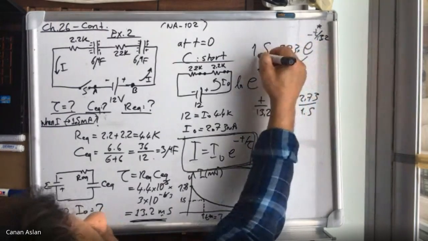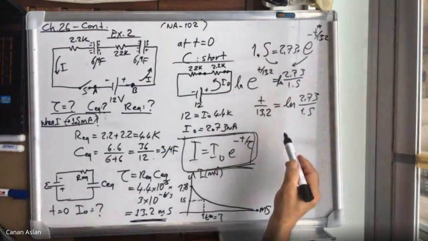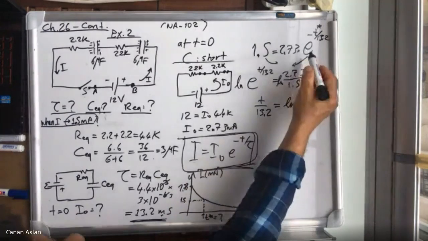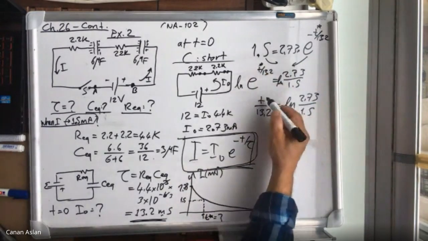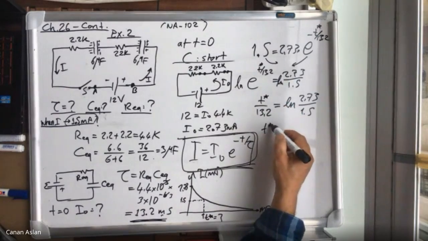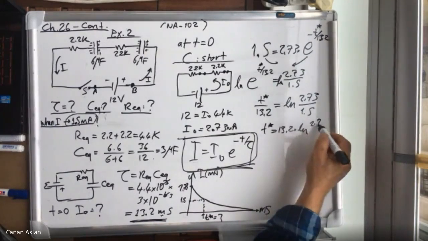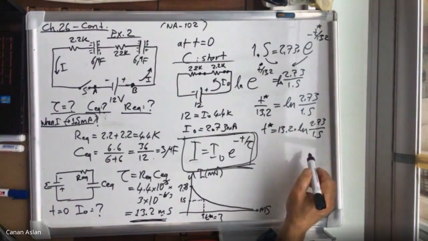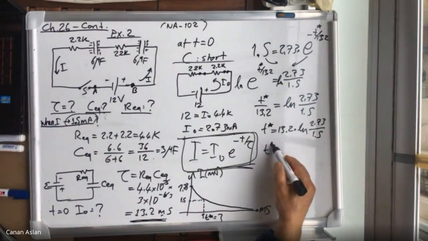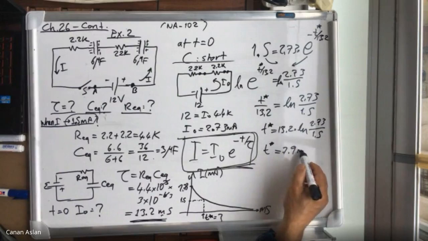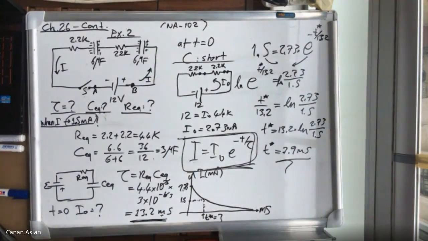Don't forget, as soon as you put 1.5, you have to put t star there. But this is the general expression. So this t star we are solving, so everywhere you have to put t star, and from this you see that t star is equal to 13.2 times ln of 2.73 divided by 1.5. If you get these numerical values, you find that t star is just 7.9 milliseconds. So it means that at 7.9 milliseconds, the current dropped to 1.5 milliamperes starting from 2.73 milliamperes. So this is the solution.